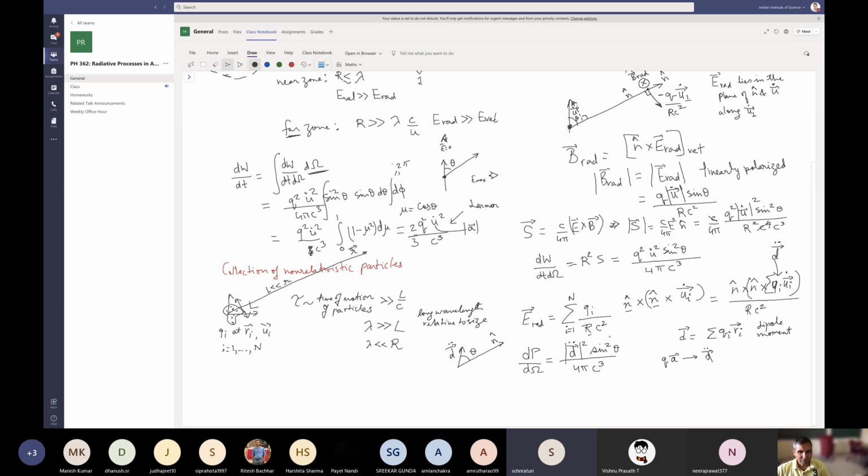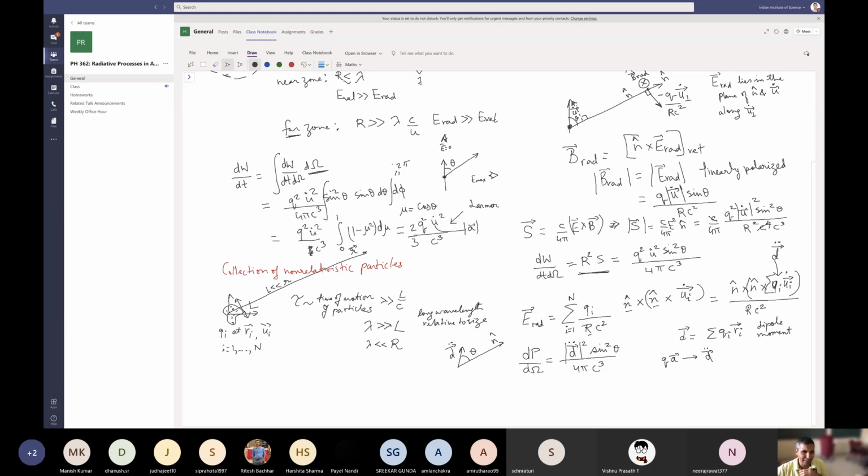Now, there is r squared in the denominator. Just a second. So this is power per unit solid angle. This is not flux. This is power, power per unit solid angle. So whether you are at a small distance or far away, the total solid angle is still 4 pi. So there is no r squared. There is an r squared in the Poynting flux, but not in power, or power per unit solid angle.